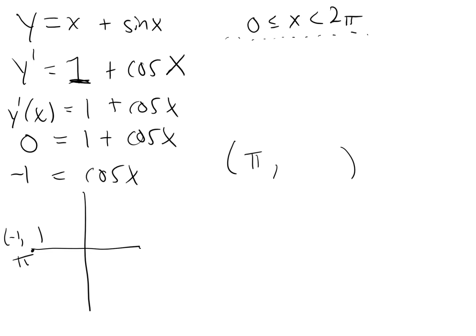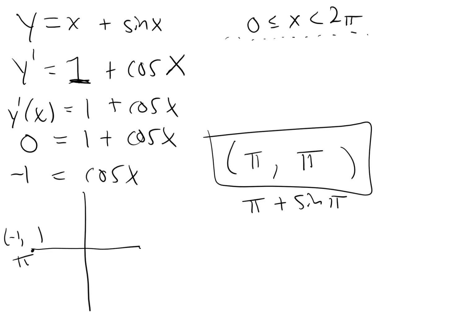And then for the y value, we would need to plug that back in up here in the function. So x plus sine x, and the sine of pi would be 0. So for this function, at an x value of pi and a y value of pi, you should have a horizontal tangent line.